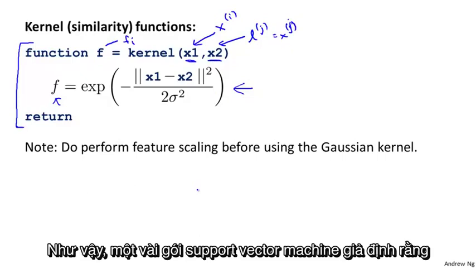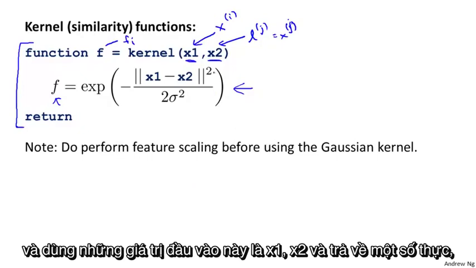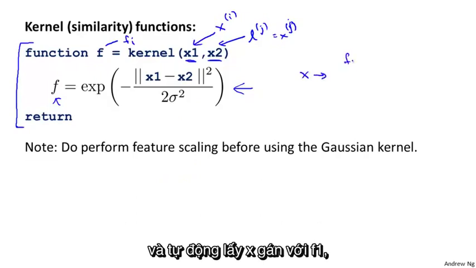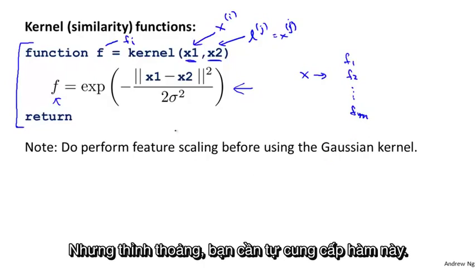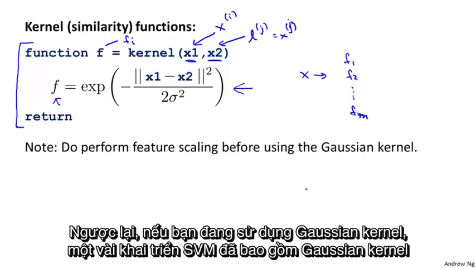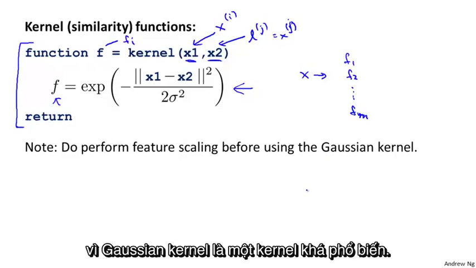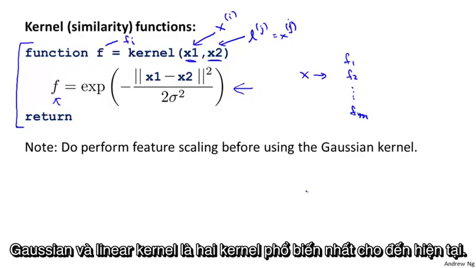And so what some support vector machine packages will do is expect you to provide this kernel function that takes as input x1, x2, and returns a real number, and then it will take it from there, and it will automatically generate all the features. So automatically, take x and map it to f1, f2, down to fm using this function that you write, and generate all the features and train the support vector machine from there. But sometimes you do need to provide this function yourself. Although if you're using the Gaussian kernel, some SVM implementations will also include the Gaussian kernel and a few other kernels as well, since the Gaussian kernel is probably the most common kernel. Gaussian and the linear kernels are really the two most popular kernels by far.